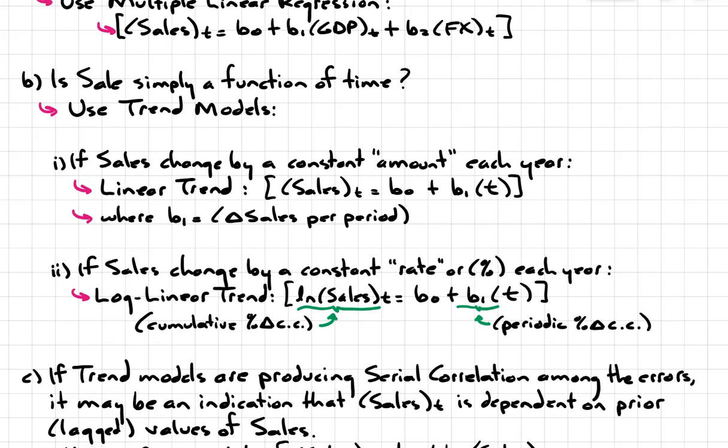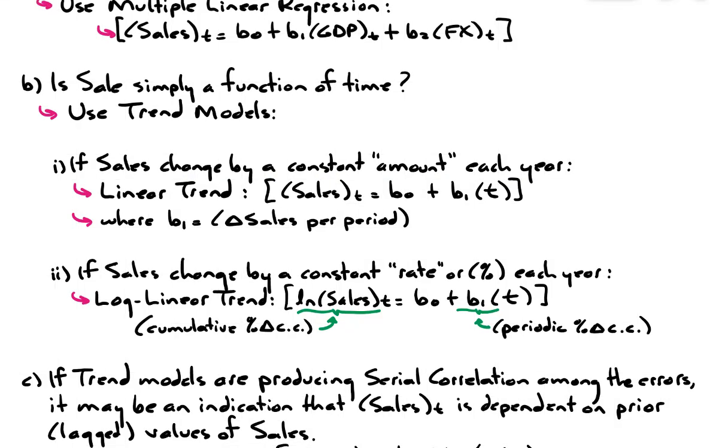Now, if the analyst projects that the sales might be changing by a constant amount each year, she may want to use a linear trend. So there it is. So sales, dollar sales, would simply be a function of time, and B1 here would just be the change in sales per period.